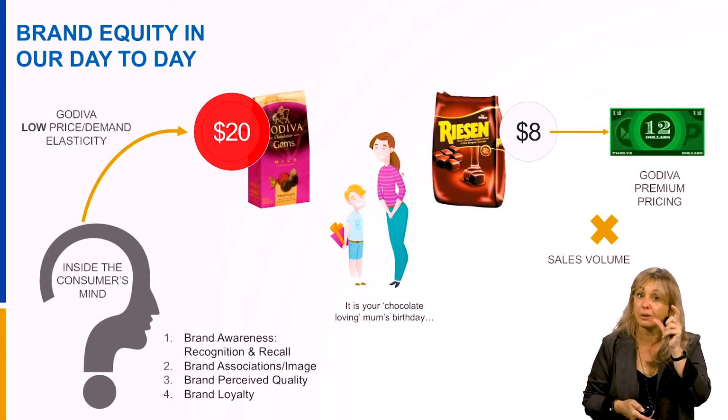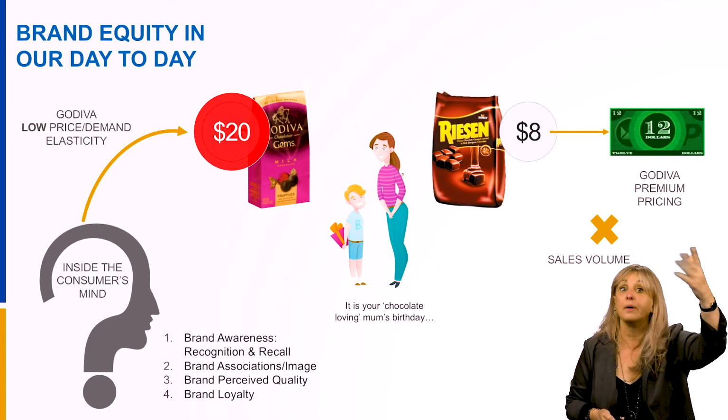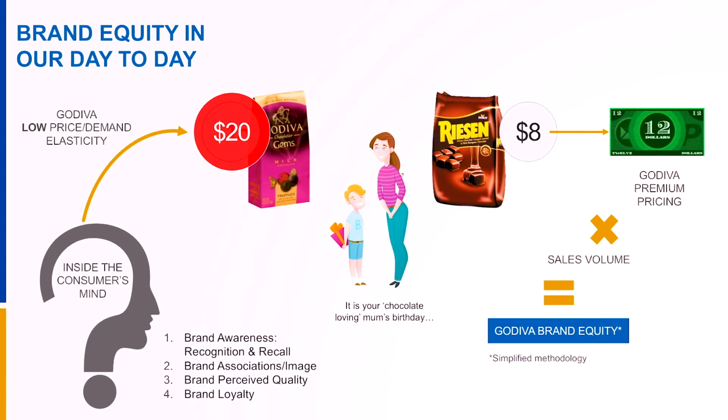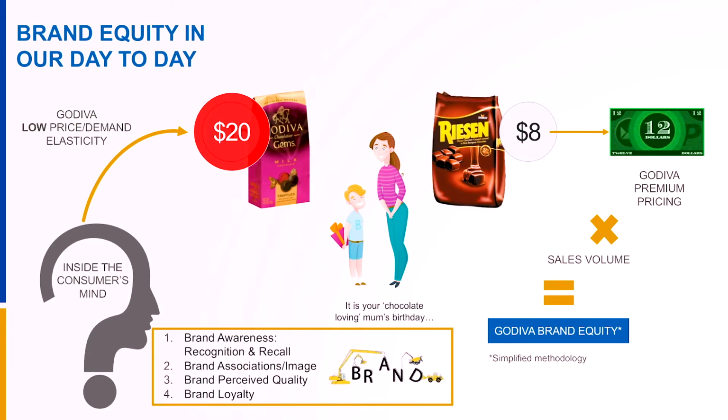So when you multiply that value by the sales volume, how many packs I have, it gives me Godiva brand equity, okay? The scale that I have, plus the difference that customers are willing to pay between my competitors and me, is the value of my brand. This is a very simplified methodology, but it gives you the idea of what equity is, okay? And that's what you want to achieve when you build a brand. That is your goal, okay?